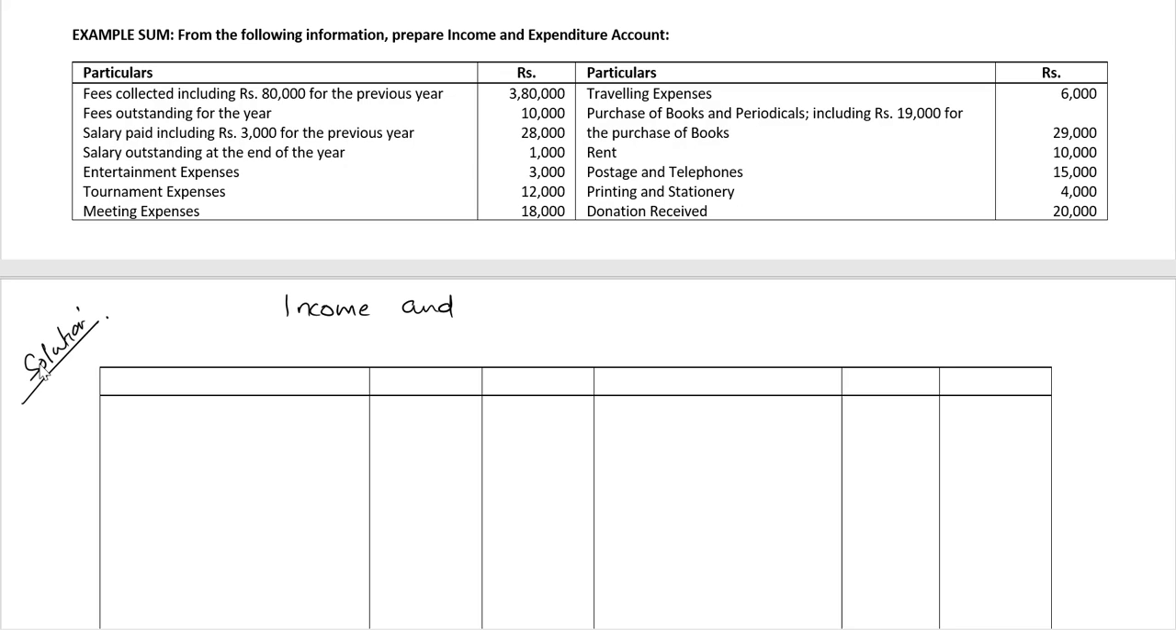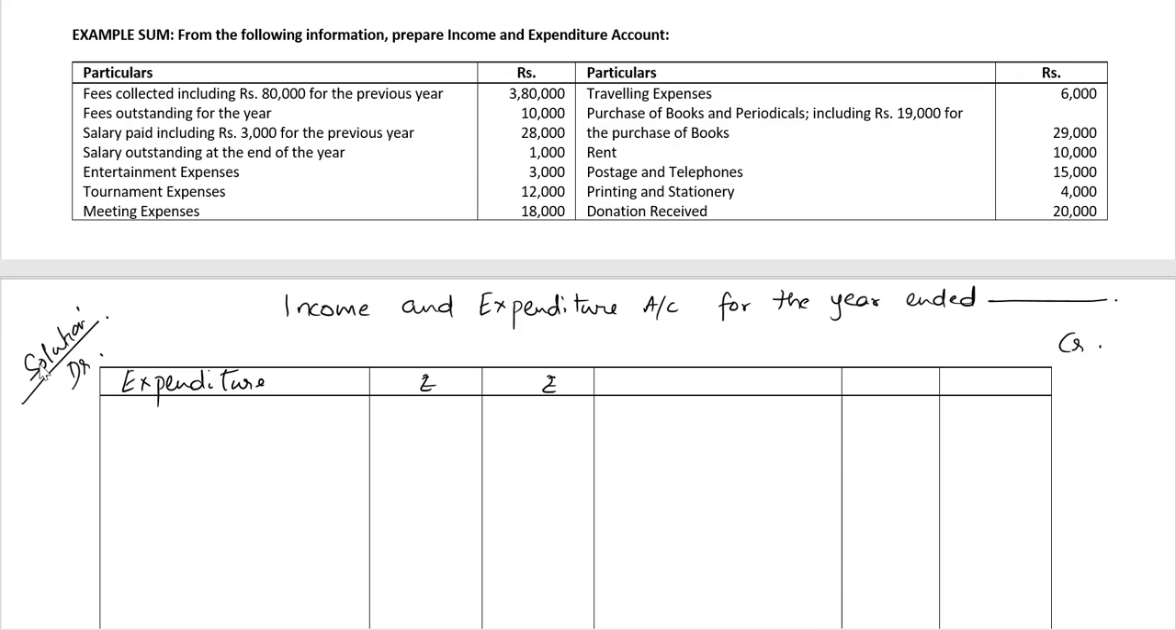Income and expenditure account. For the year ended, the date is not given. Left side debit side, right side credit side. All expenditures debited to the account. Expenditure, inner column and outer column rupees. Income, inner column and outer column.